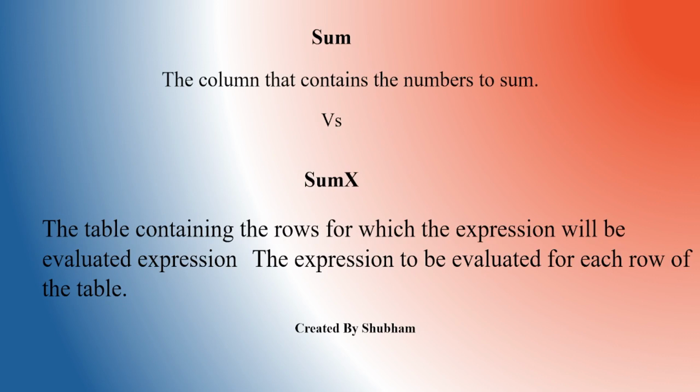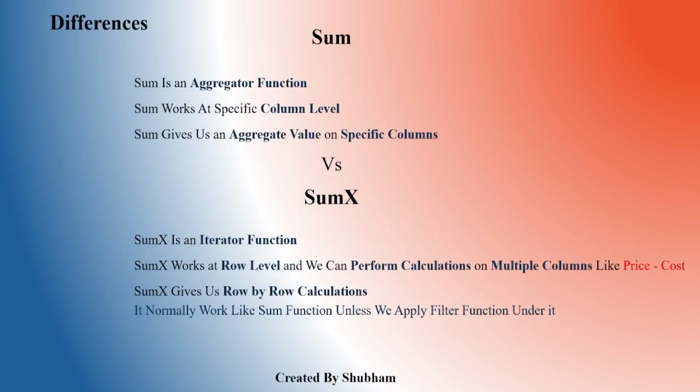And now let's understand the differences. SUM is an aggregator function and SUMX is an iterator function. SUM works at the specific column level. SUMX works at the row level, and we can perform calculations on multiple columns, like price minus cost, which we have already seen.